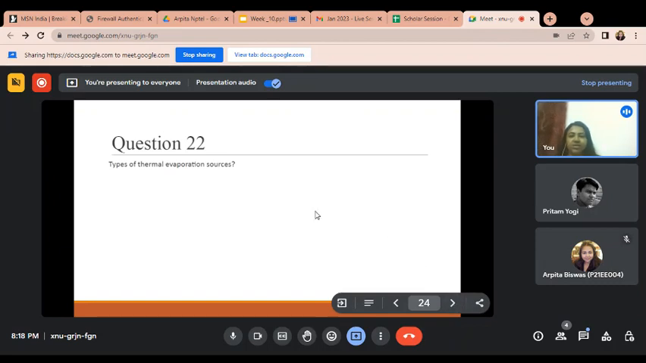And then the next question is the type of thermal evaporation sources. What type of sources are used in a thermal evaporation system?